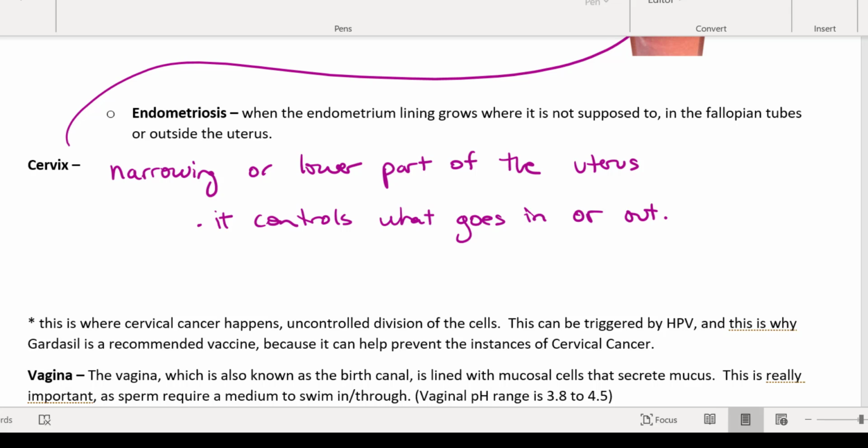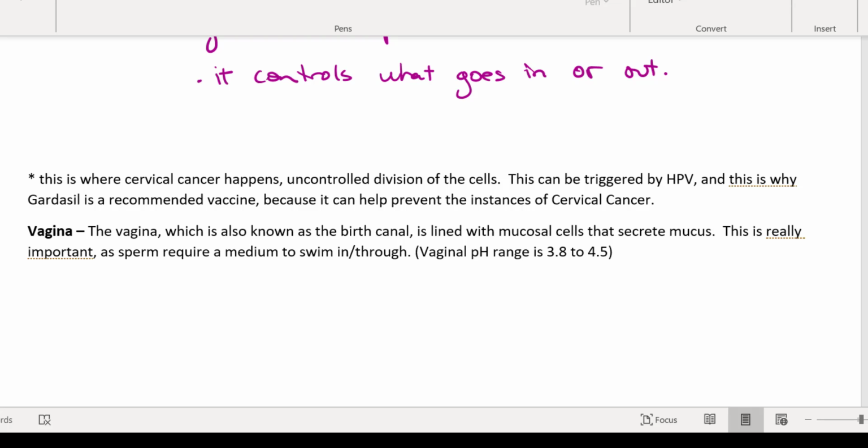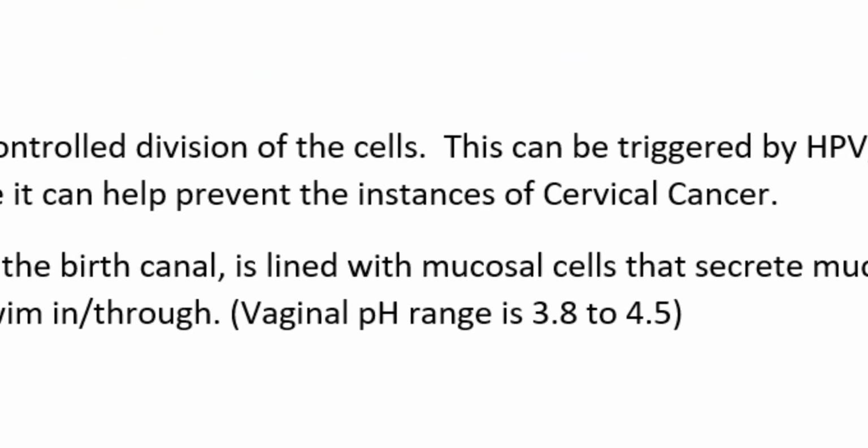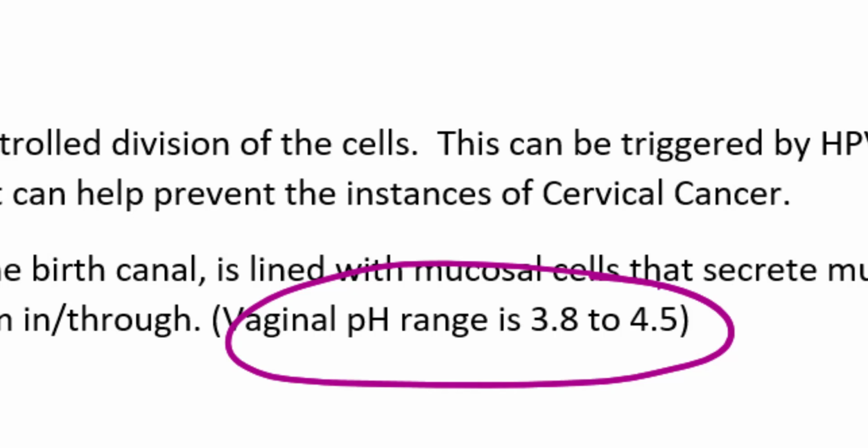All right. Now, leading down from the cervix, we have the vagina, and this is also known as the birth canal. It's lined with mucosal cells that secrete mucus. Now, this is really important, as sperm require a medium to swim through. That's why we have all that mucus in there. Now, what you'll see as well is that the pH of a vagina is 3.8 to 4.5. So not so good for sperm.